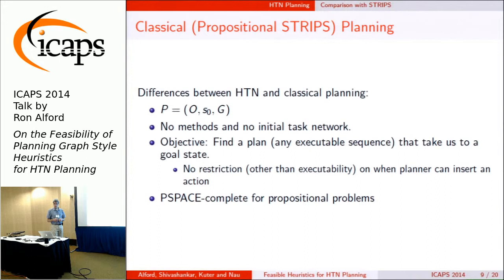So, some differences between HTN planning and classical planning, just to orient some of you in the crowd. A classical planning problem is a set of operators. This is propositional. So initial state and a set of goal states, or a description of a set of states. There are no methods and no initial task network, and the objective is to find any executable sequence that takes us to a goal state, without restriction of executability on what actions we can insert.